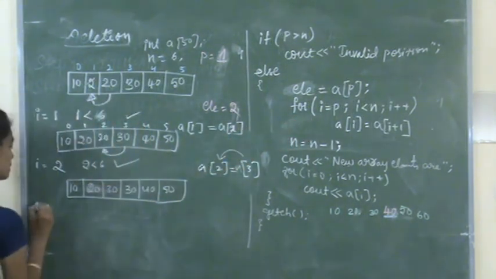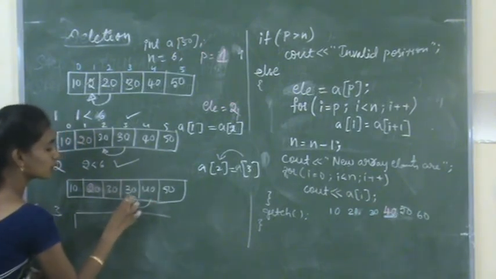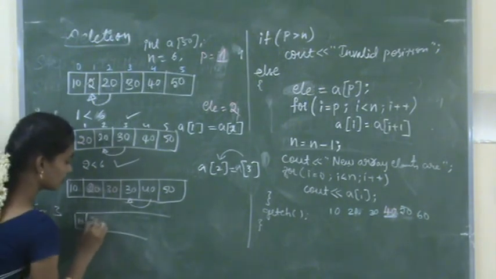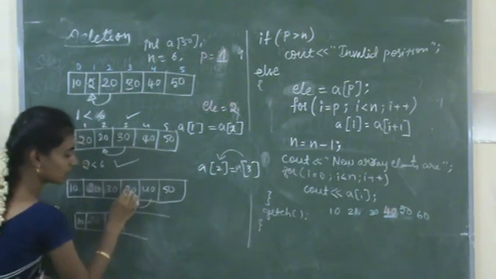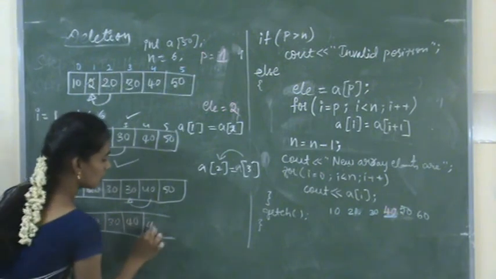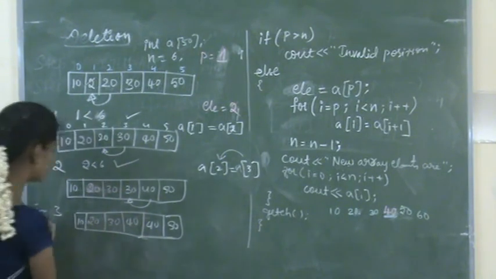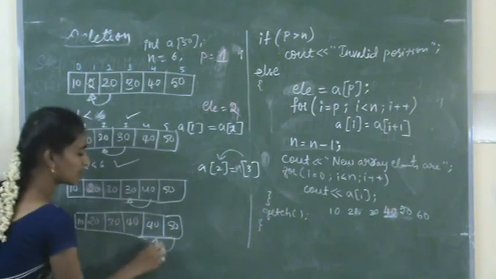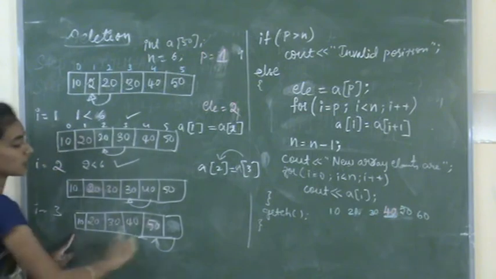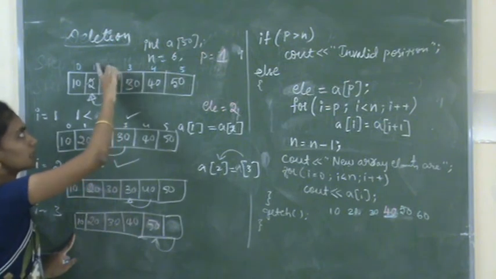So i becomes 3. So this value is shifted to here. Now the array becomes 20, 30, this 40 is assigned to the previous position, and then 40, 50, right? So again the i value is incremented, i becomes 4, this value is assigned here. So now the array becomes this. So this is the new array after deleting the element which is present at position 1.